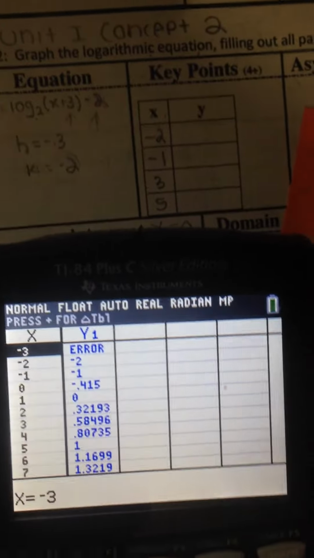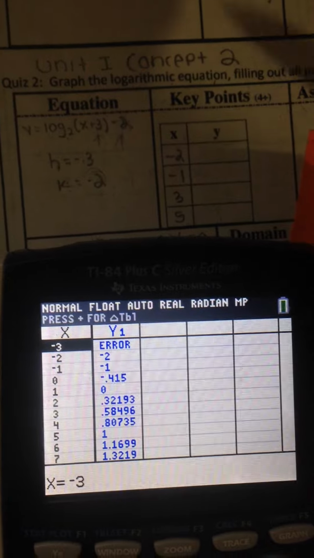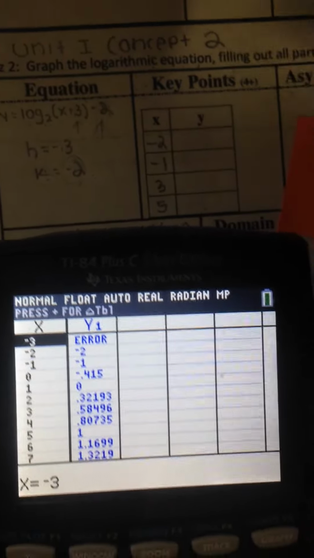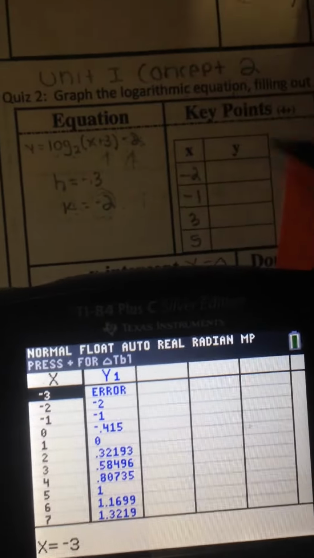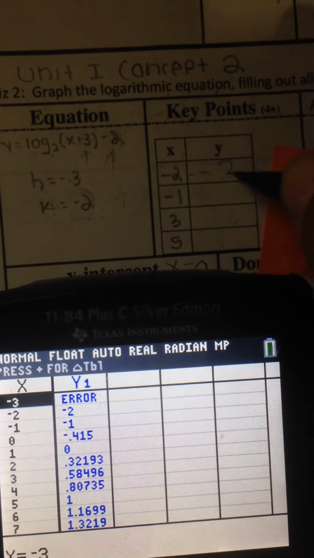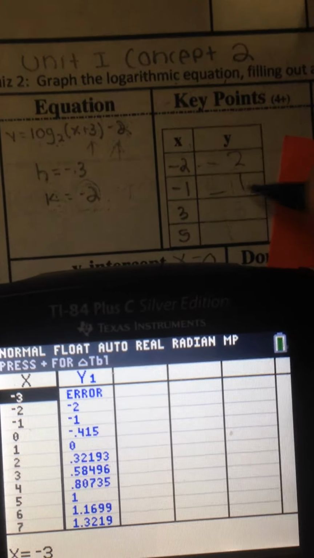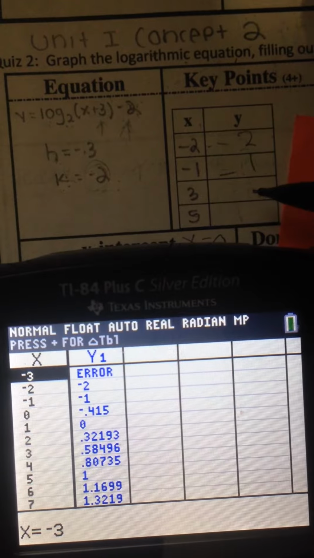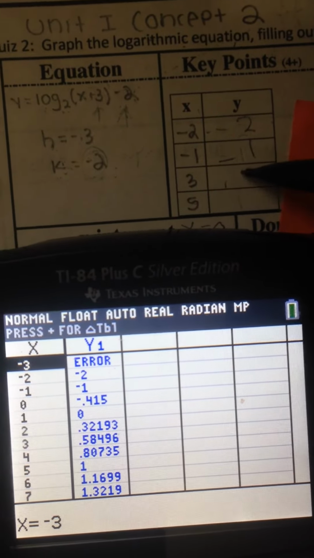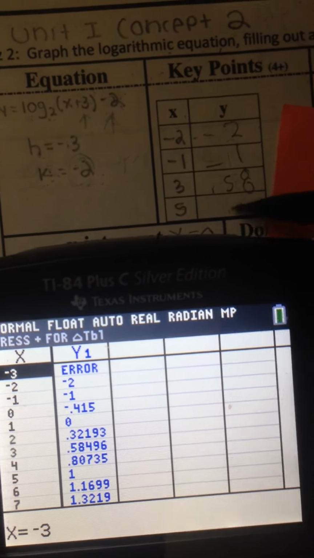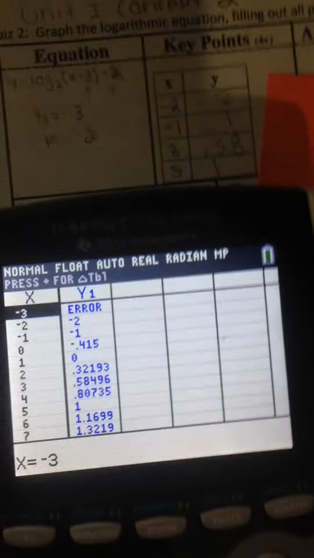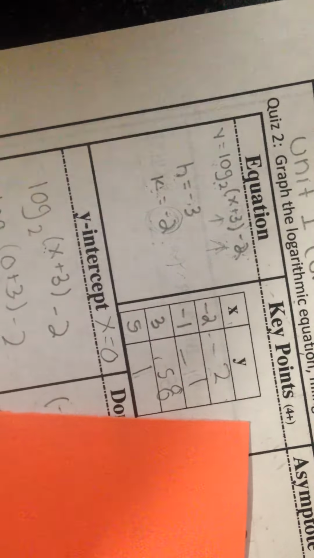Okay, I had already chosen the points. So negative 2 would equal negative 2. Negative 1 would equal negative 1. 3 would equal 0.58. And 5 would equal 1. Knowing these points, we can then graph our logarithmic equation, and it would look a little like this.